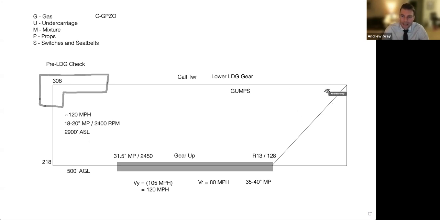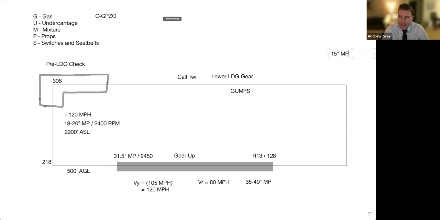Now, what I'll say is I'm actually going to delete some things here because I want to free up some space. But the first thing you want to do when you are ready to start this turn, and this is important, is start by reducing the power first. So I would start by reducing my power to about 15 inches manifold pressure.